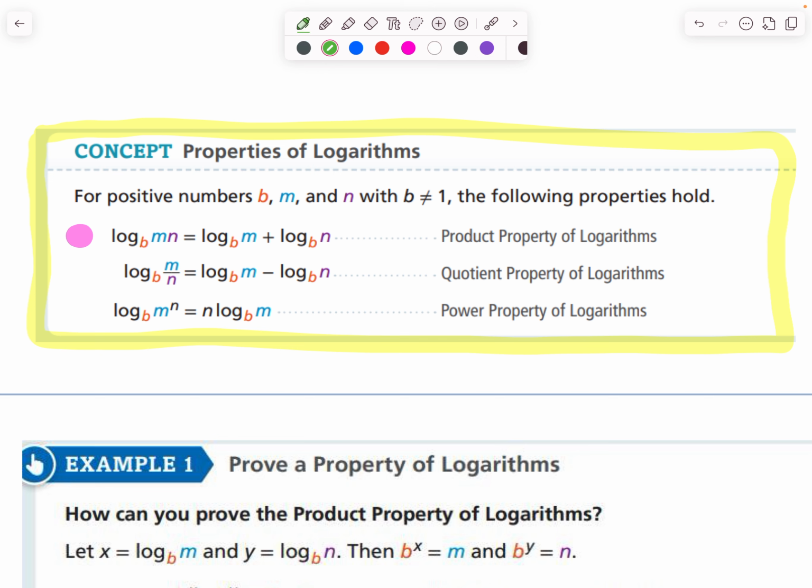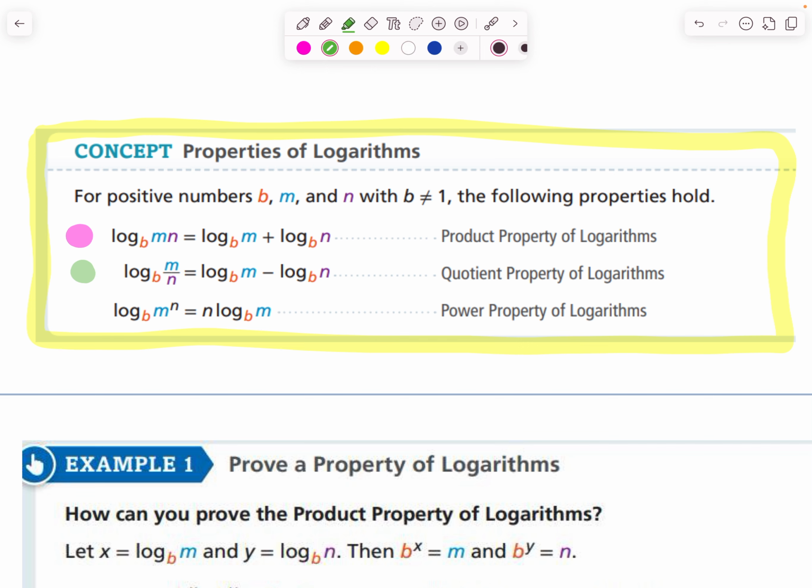Now, our second property is a division property. They call it the quotient property of logarithms. If log base b of m divided by n is a quotient, we can separate that into 2 separate logs using subtraction. So we get log base b of m minus log base b of n.